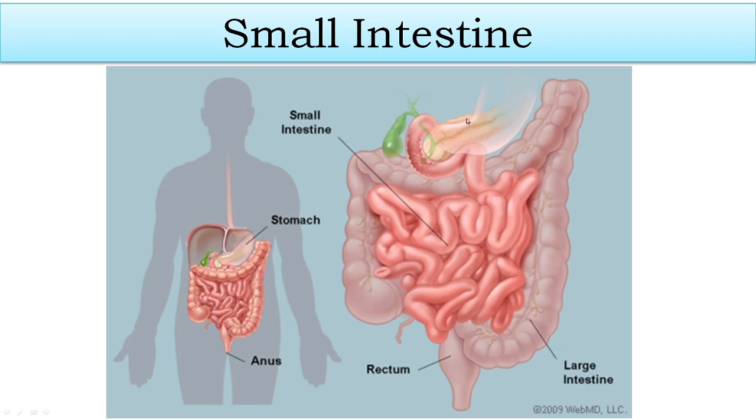Inside the stomach, the food will be digested, partially digested, right? Especially the proteins will be broken down into simpler substances. And then later on, the food will be passed down into this tube-like structure called the small intestine. Right? So small intestine.